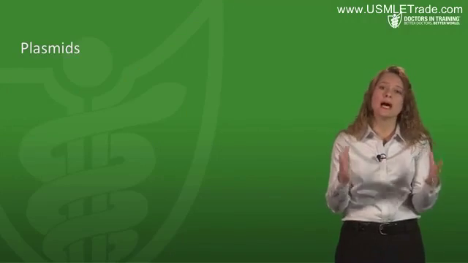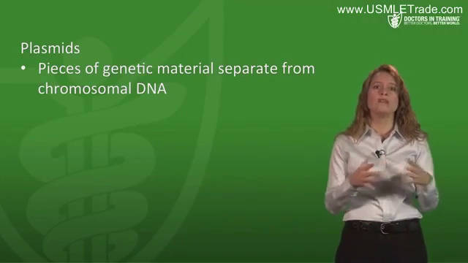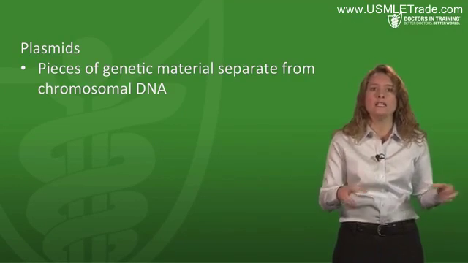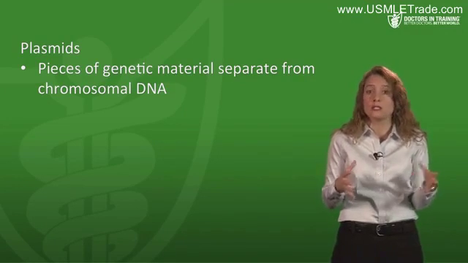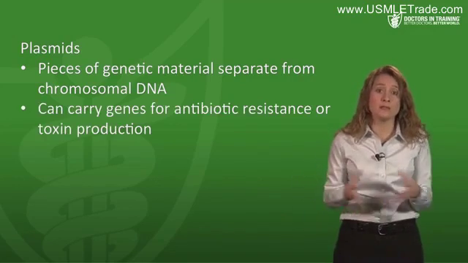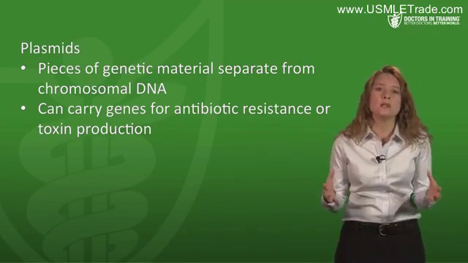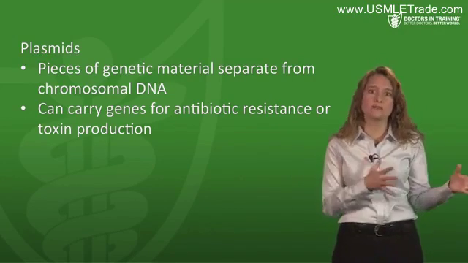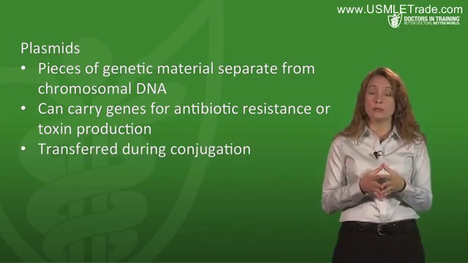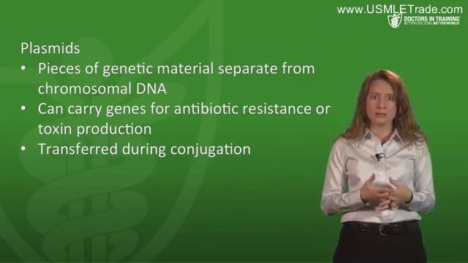Now, plasmids. Plasmids are pieces of genetic material that are separate from the chromosomal DNA. They replicate separately from the chromosomal DNA. Plasmids often contain genes that may be helpful to bacteria in certain situations, but that aren't essential for their survival. For example, plasmids can carry genes for antibiotic resistance or for toxin production. These plasmids are pieces of DNA that can be transferred from one bacterium to another during conjugation. So conjugation allows the transfer of resistance and virulence factors from one organism to another by way of plasmids.